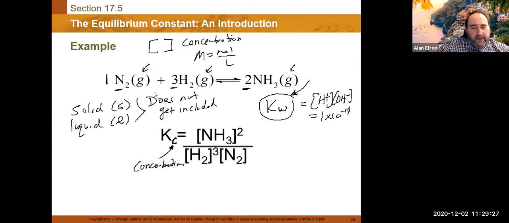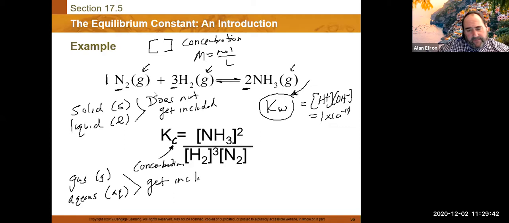That means there are really only 2 things that do get included, and those are things that are gases, like we see here that have the G symbol, and those are things that are aqueous that have the AQ symbol. These get included.